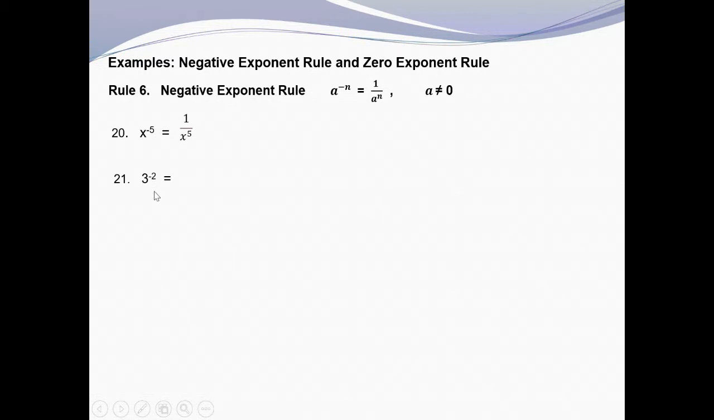3 to the negative 2nd power is going to give us 1 over 3 squared, by applying the rule, but 3 squared can be simplified to 9. This is my final result, 1 over 9.